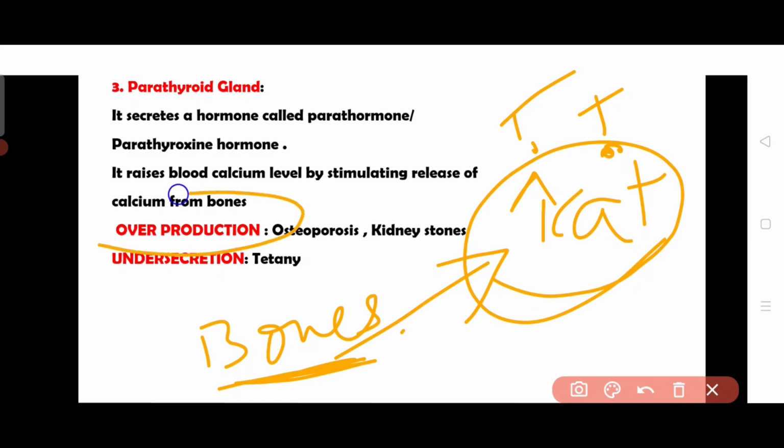Overproduction of this hormone leads to osteoporosis and kidney stones, because the depletion of calcium and phosphorus from the bones leads to softening of the bone, and the bones become porous.